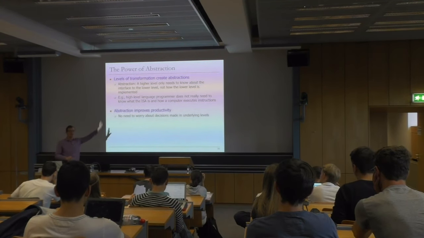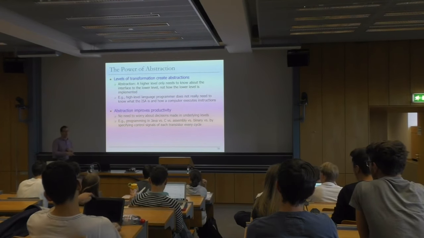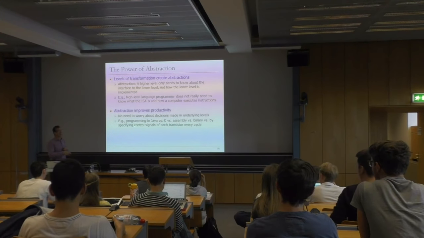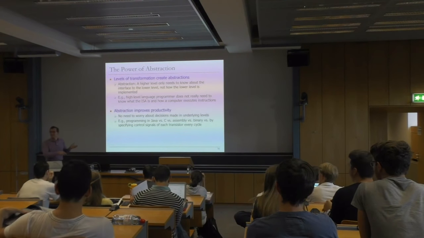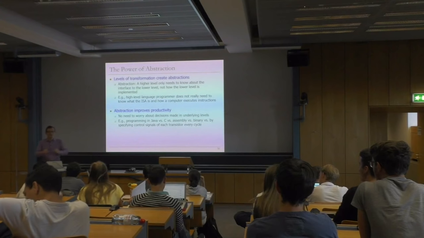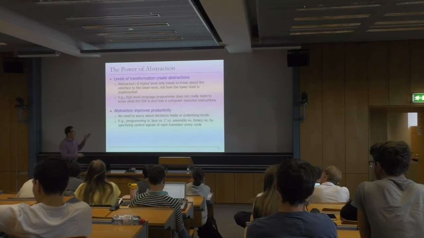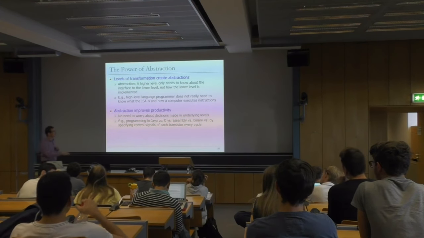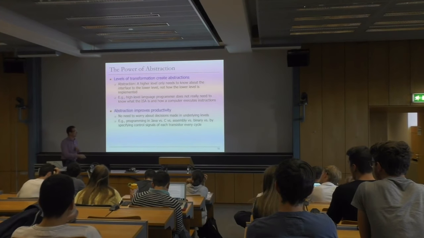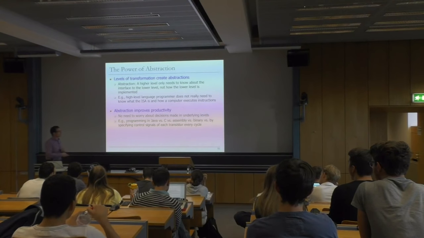Now you're programming the device, right? For example, programming in Java versus C versus assembly versus binary, versus specifying the control signals for each transistor every cycle. Which one do you prefer? Probably not the last one, right? You don't want to really program every single transistor in your machine. You really want to be at a higher level here, in fact Python, right? You really want to be at a higher level so that you don't need to deal with a lot of the stuff that goes underneath. You don't want to do assembly, for example. So this is good for productivity.